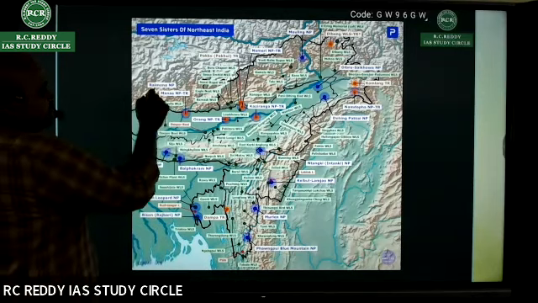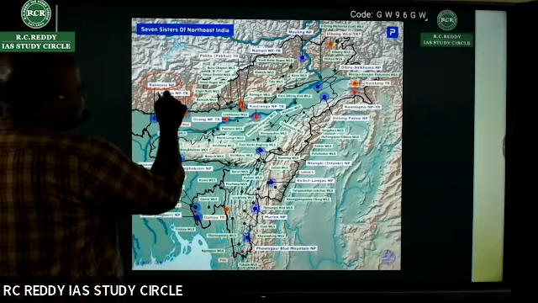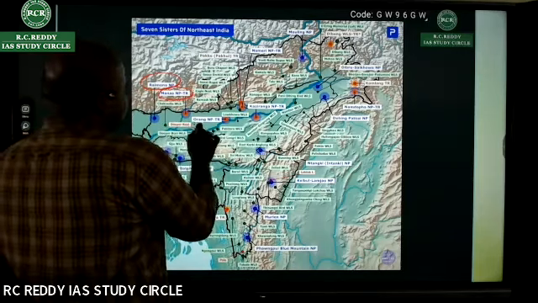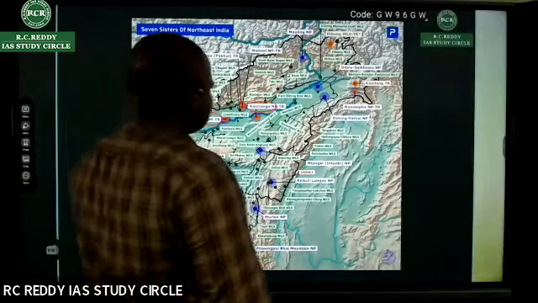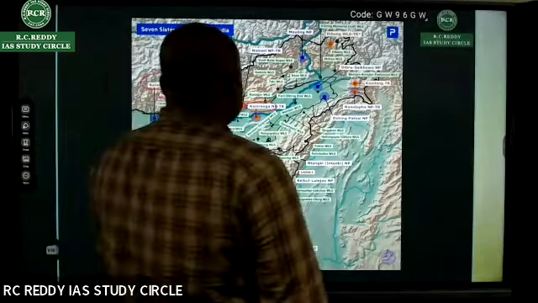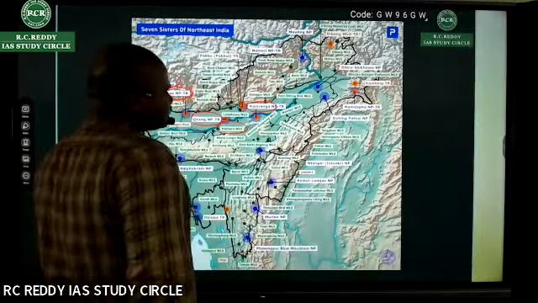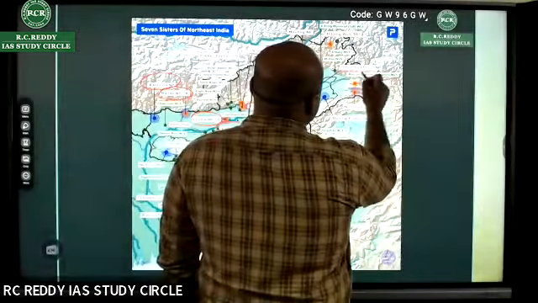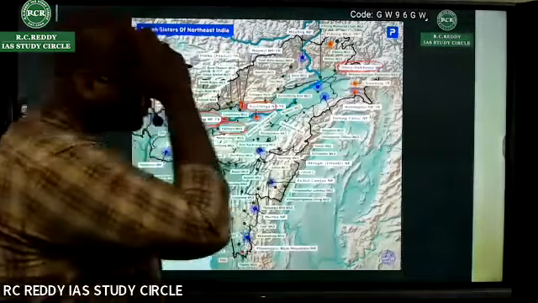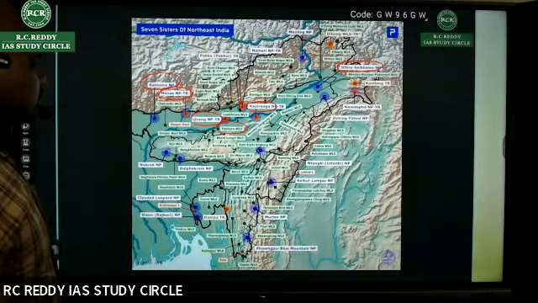Raimona, Manas, Orang, Kaziranga, Pobitora. Next, Dibru Saikhowa. All these are where? In Assam.